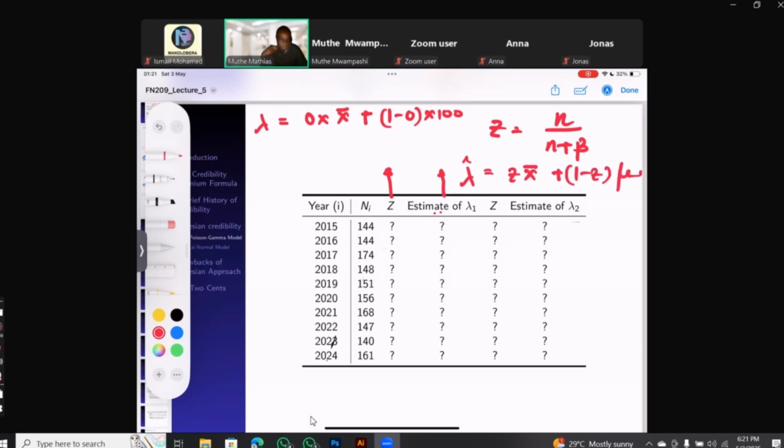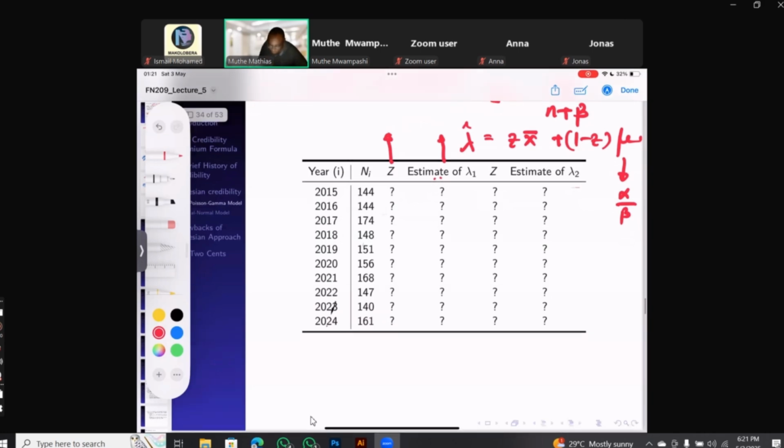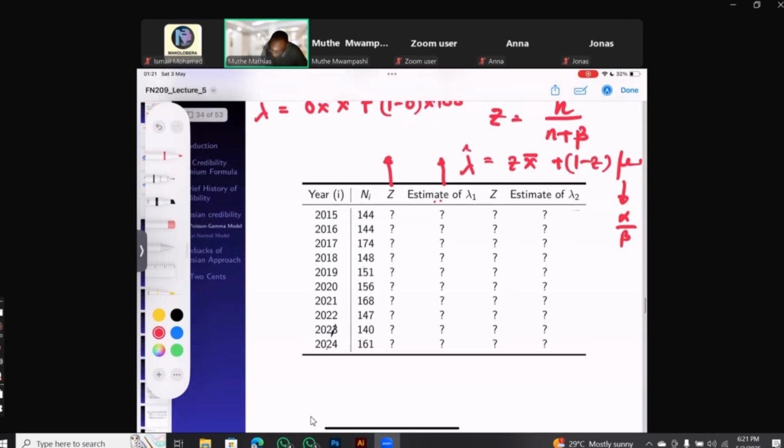But mu, I told you, is actually the prior information or the collateral information. So in this part here, mu is actually alpha over beta, kwa sababu nazungumzia kuhusu Poisson gamma. So now we know that the mean of the prior distribution, in this case, is alpha over beta, kwa sababu we have a gamma distribution. So then I said, okay, what we have to do now is solve this. Nikaanza na this part here, nikasema kwamba let us start with estimating Z, sindio?